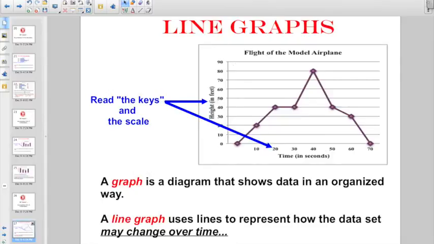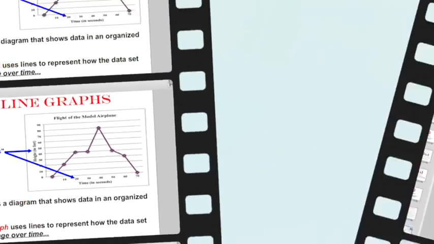We have one here that's titled The Flight of a Model Airplane. You want to read the keys and the scale. This is the time in seconds, and it flew up into the air, and then it flew even higher, and then it started going down, hitting the ground after 70 seconds over time.